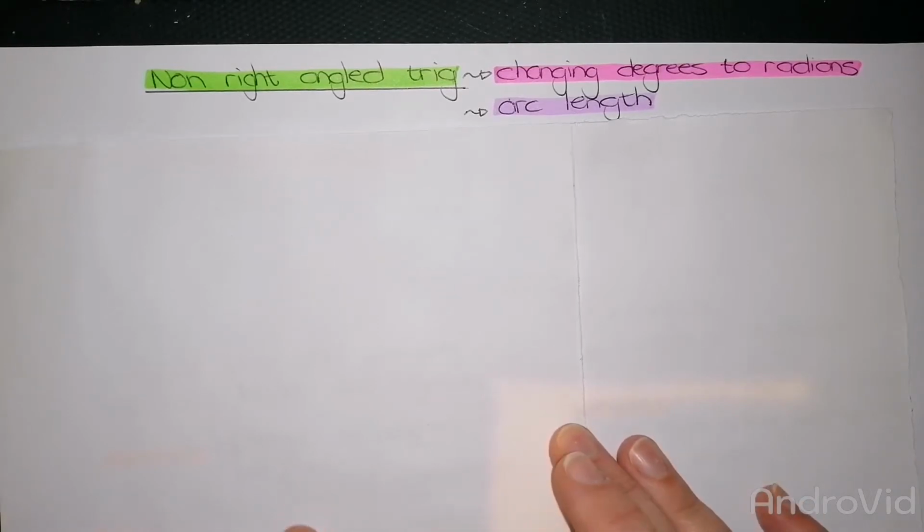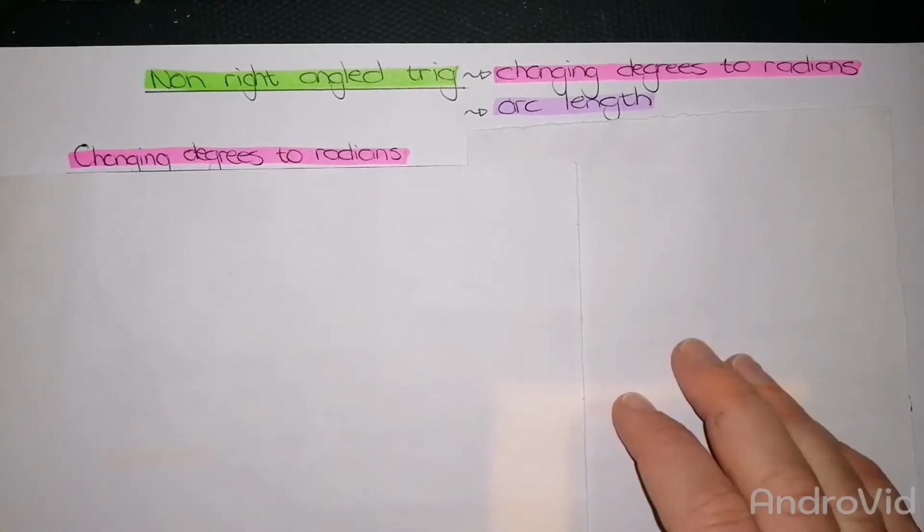Non-right angle trigonometry. Today we're going to do two different ones. The first one is how to change degrees to radians, and the second part is how to find the arc length. Right, let's get started with changing degrees to radians.